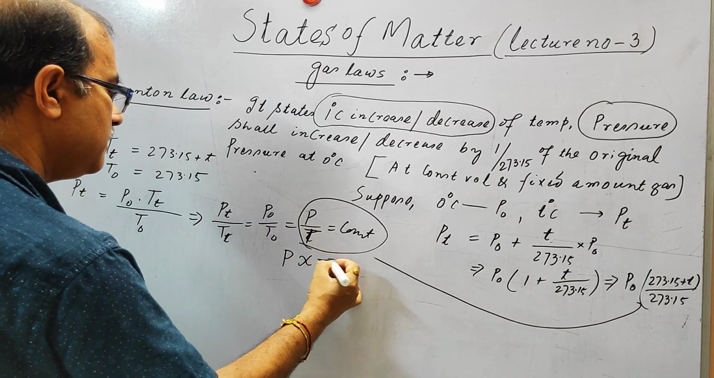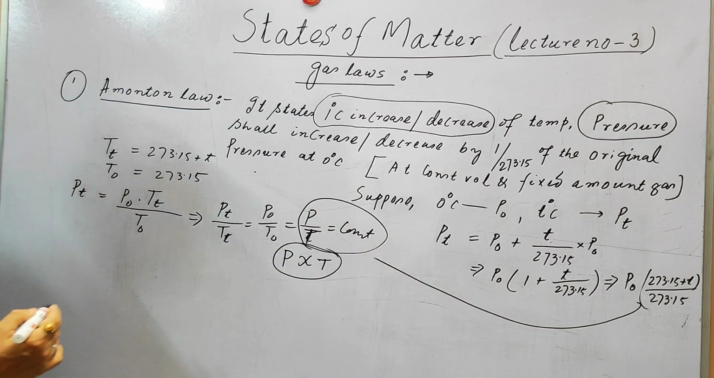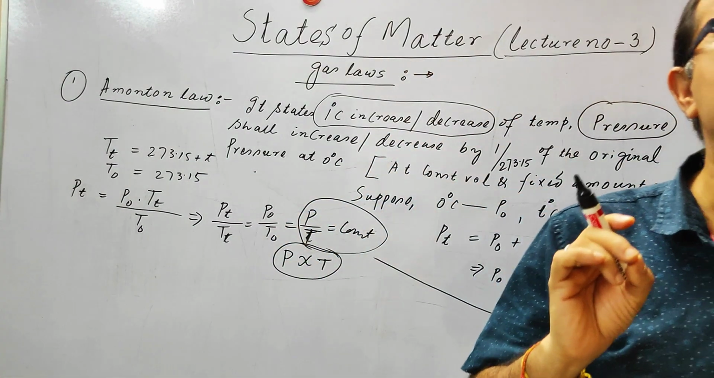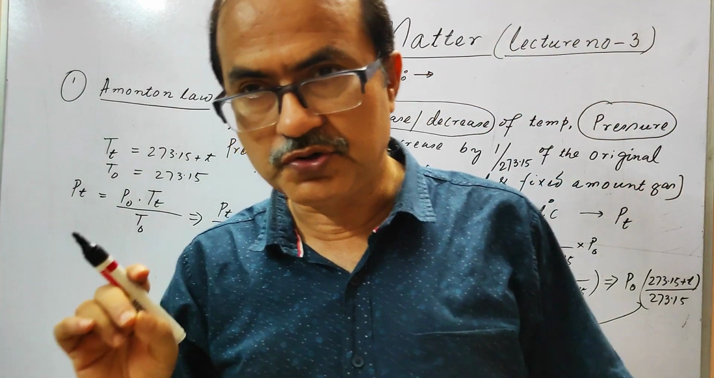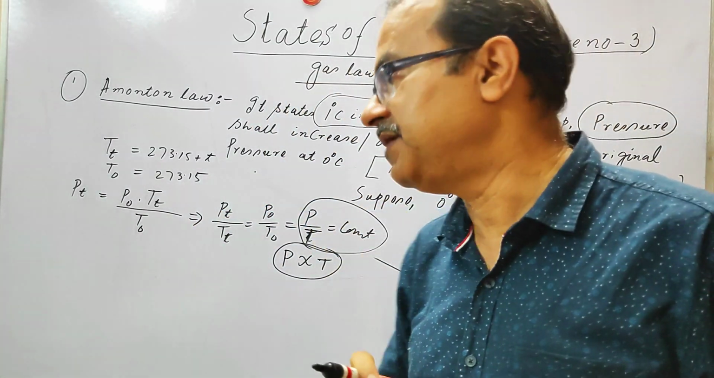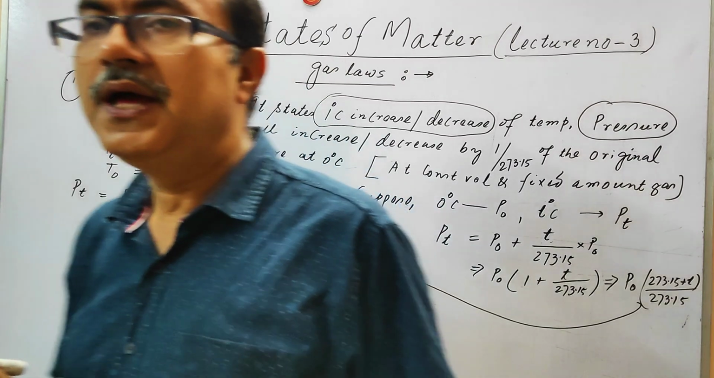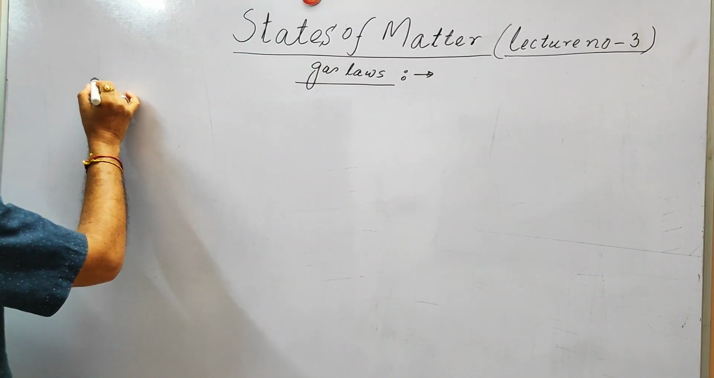P is directly proportional to the capital T. So we can say from this relationship that at constant volume and for a fixed amount of gas, the pressure is directly proportional to the absolute temperature. This is Amonton's law, and this law can be graphically represented.